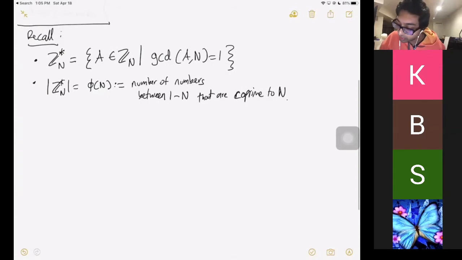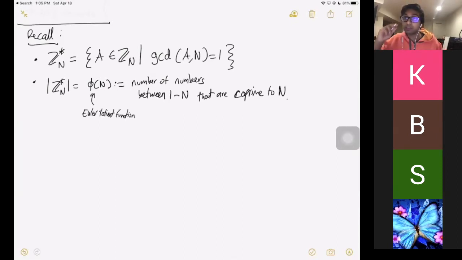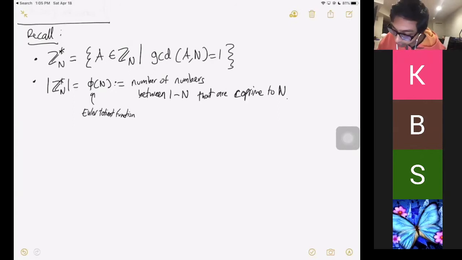Cool. So this phi here is called the Euler totient function, and phi is the Greek symbol we usually canonically use to denote this concept. And then there are some important properties about phi. This function phi is actually multiplicative. I'll explain what I mean by that in a second.